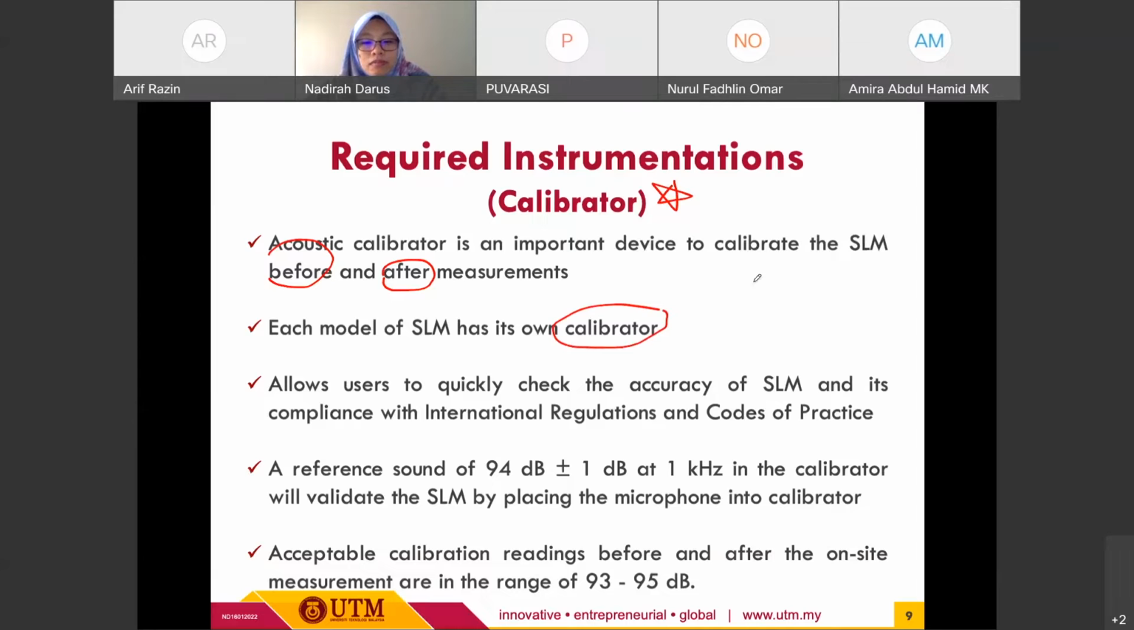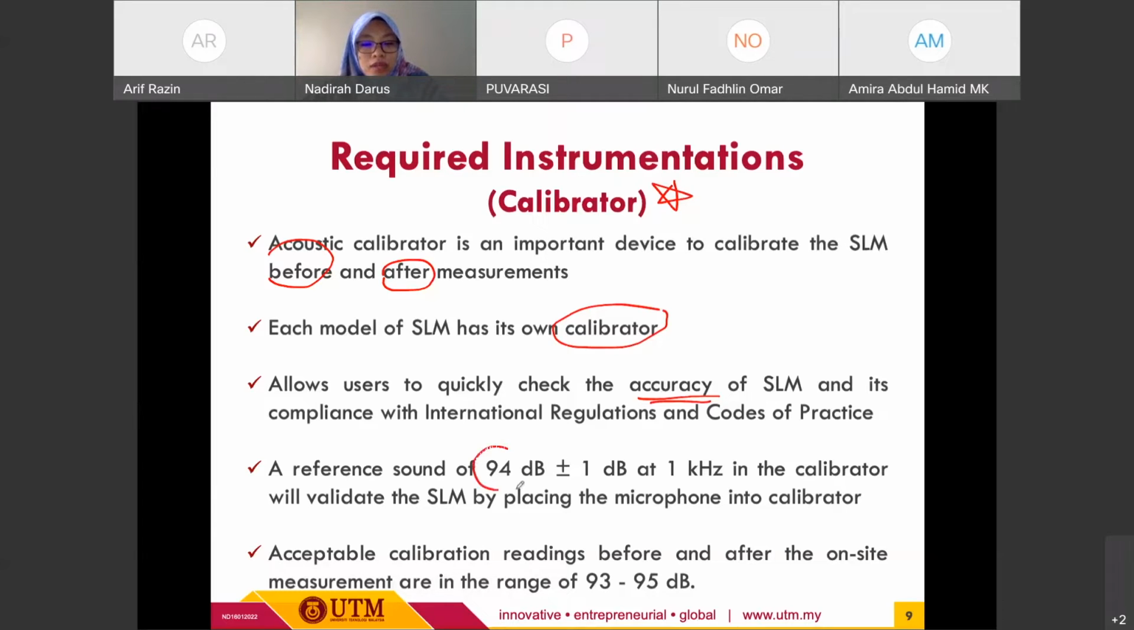And then the main purpose ataupun kenapa kita perlu calibrate juga adalah berkenaan to quickly check the accuracy of the sound level meter in terms of the condition. Jadi, kalau ada reading error yang terlalu besar, and then it represent that the equipment is not fit for the measurement. So that's why kita kena check lah before and after measurement. Adakah that instrument is ready to be used for the measurement.